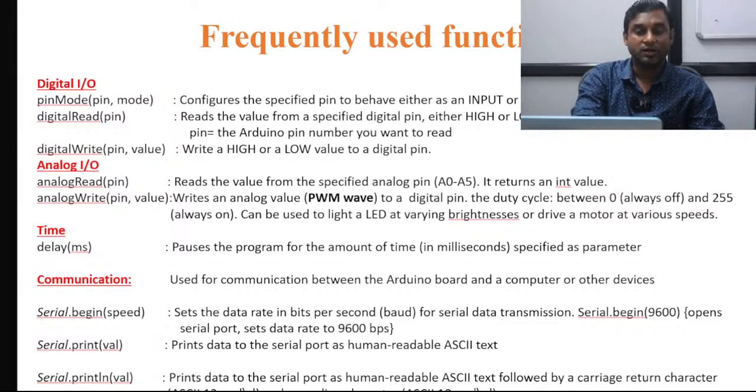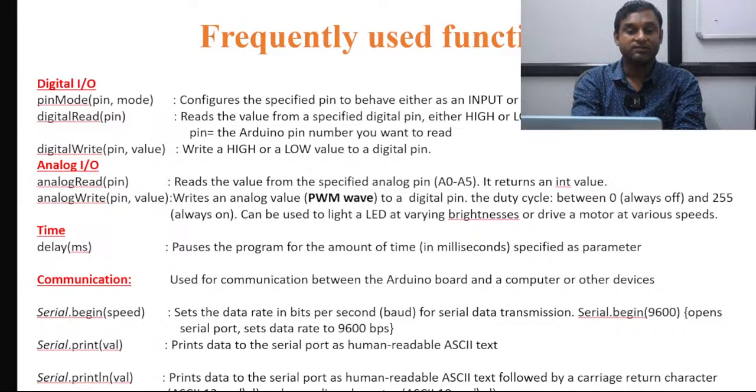Then in communication, when this microcontroller or Arduino board wants to communicate with some other devices, it will communicate with the serial method. For that we use serial data, with the command Serial.begin(speed). That means it will set the data rate in bits per second, starting the serial communication with the prescribed baud rate. Suppose I write Serial.begin(9600), that means it will open the serial port and set the data rate to 9600 bits per second.